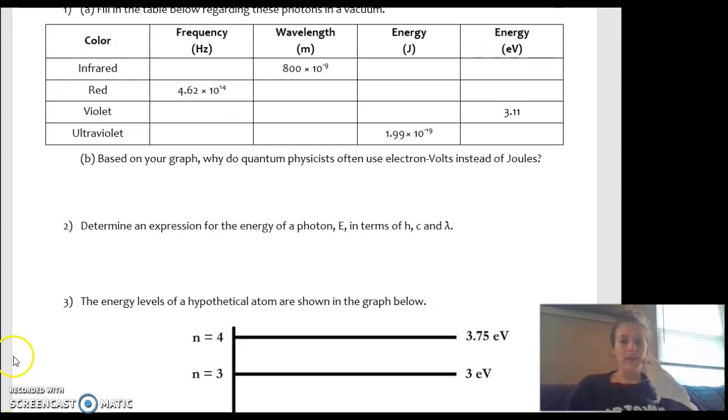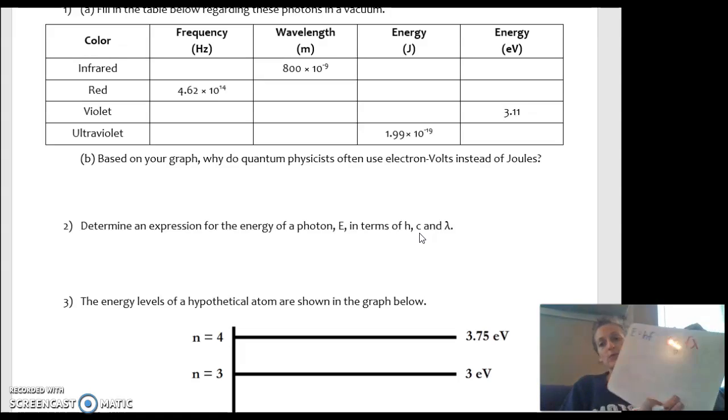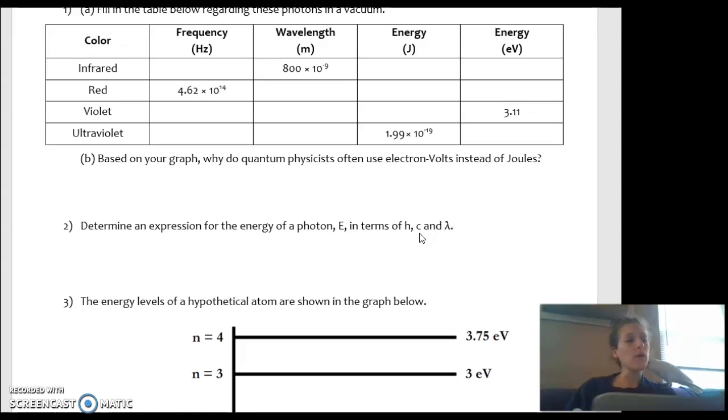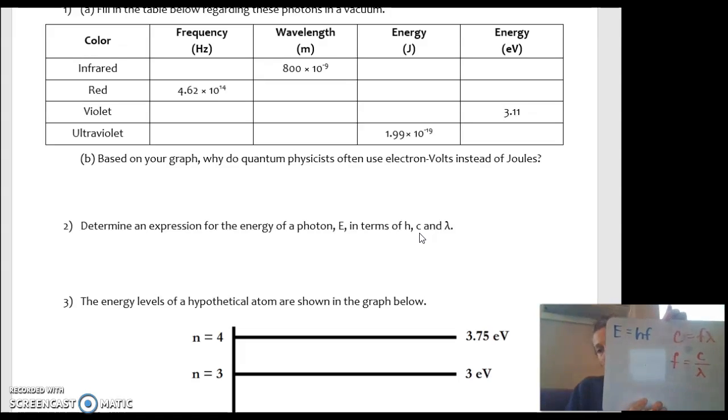So the second question, determine the expression for the energy of a photon E in terms of Planck's constant, the speed of light, and wavelength. So hopefully you give this a shot on your own, but I'm going to show you guys how to do this. So we start with our 2 equations, E equals H times F and C equals F times lambda. And really what we're trying to do is get rid of the term for frequency, right? So I'm going to rewrite my C equals F lambda equation, F equals C over the wavelength, like so.